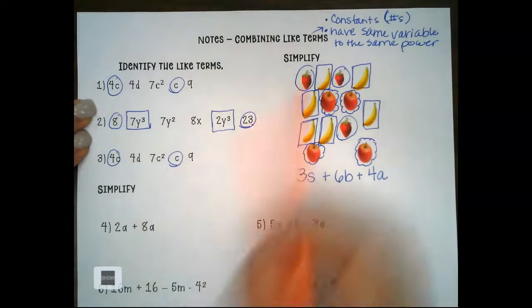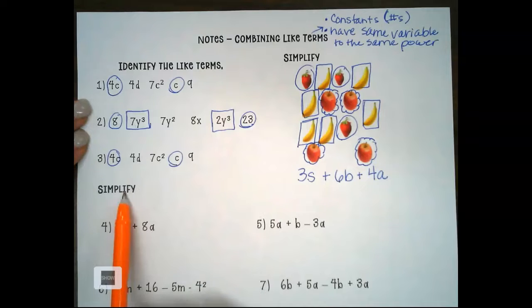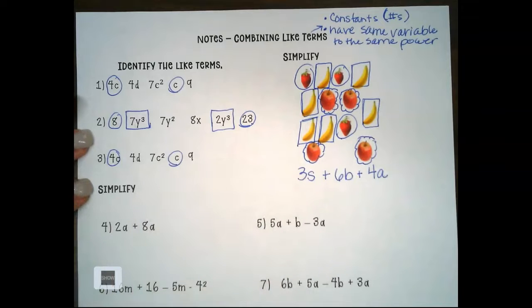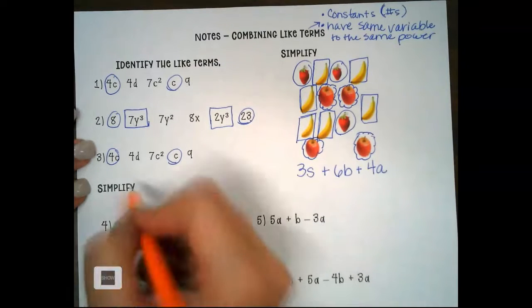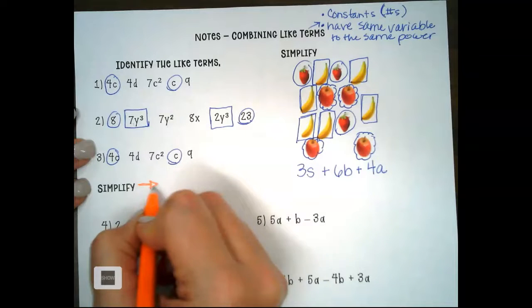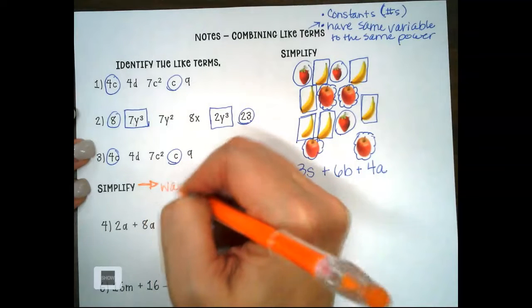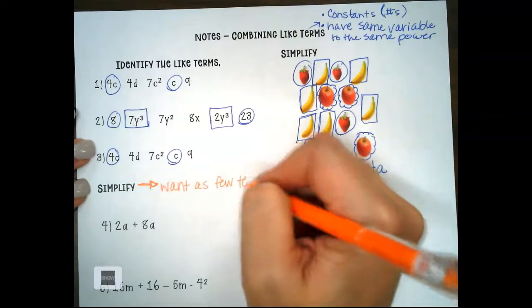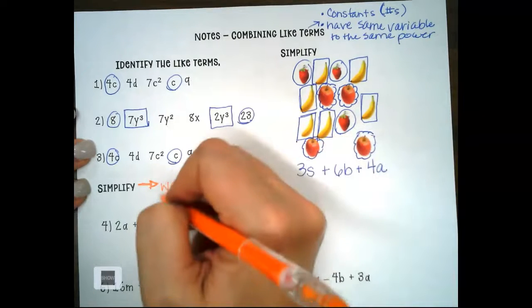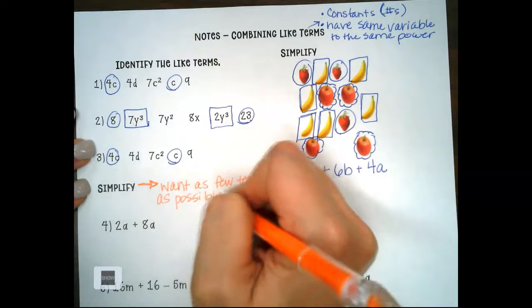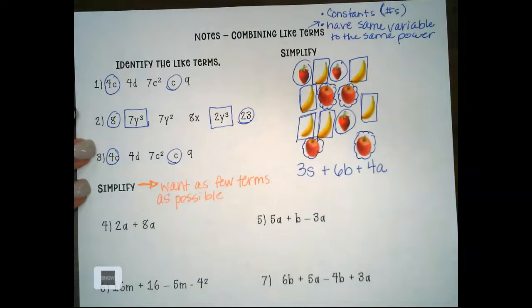So when you see the directions simplify, I know you think about fractions. We used those directions when we were evaluating expressions. We will also be using them to combine like terms with our expressions. So simplify for these, I want you to write this down: we want as few terms as possible.